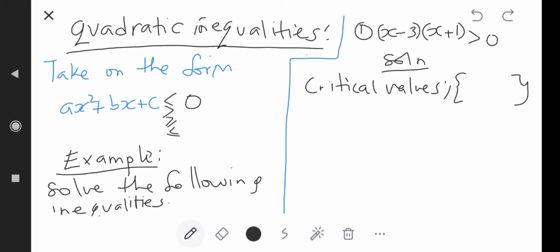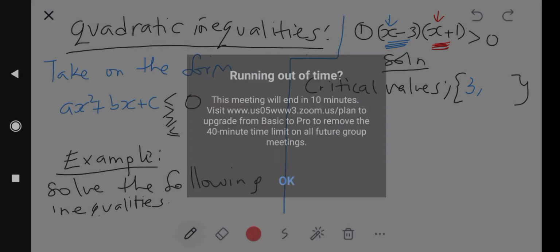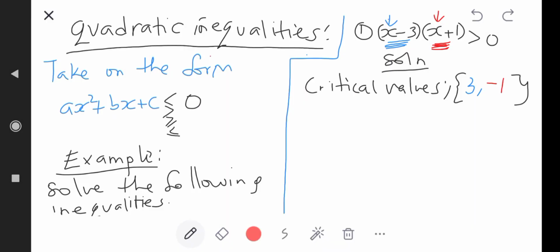Like for example, where we have a bracket of x minus 3, we are looking for that value of x that will make this bracket be 0. That value of x is going to be a 3. Then when we go to the second bracket, we want the value of x that will make that bracket 0. So which value of x can we put there? That is going to be a negative 1.